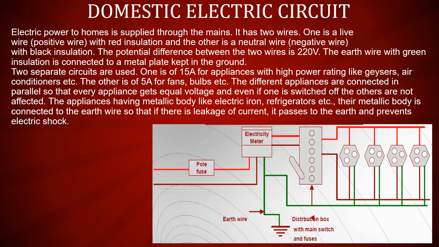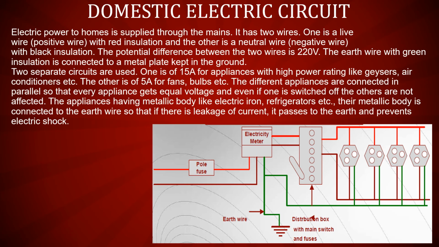Two separate circuits are used. One is of 15 ampere for appliances with high power ratings such as geysers, air conditioners, etc., while the other is of 5 ampere, which is for fans and bulbs, etc. The different appliances are connected in parallel so that every appliance gets an equal potential difference, that is what we call voltage, and even if one of them is switched off, the others are not affected.